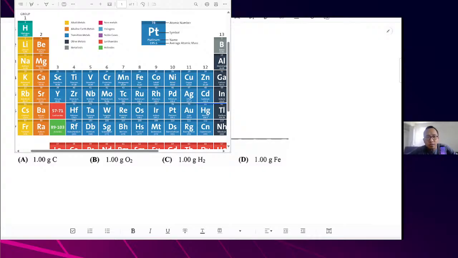So I just want to save the previous data, and let's start the next question. All right. So number one. Now we are discussing another topic, stoichiometry, and this topic covers much more calculation. We need to practice much more.